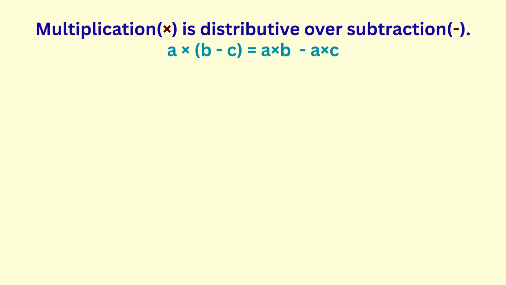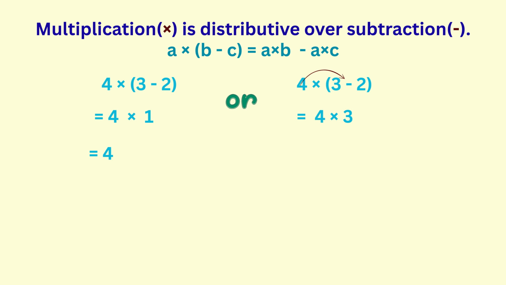It's the same for subtraction. If we wish to calculate 4 times (3 minus 2), we can do the bracket first. 3 minus 2 equals 1, and 4 times 1 equals 4. We could apply the distributive rule and expand the brackets to get 4 times 3 minus 4 times 2. So that's 12 minus 8, which is 4.